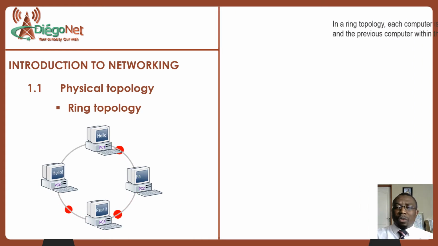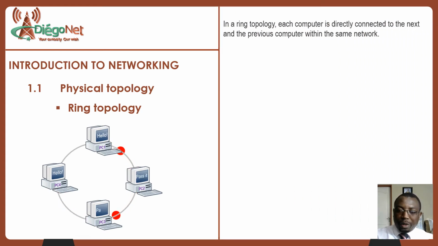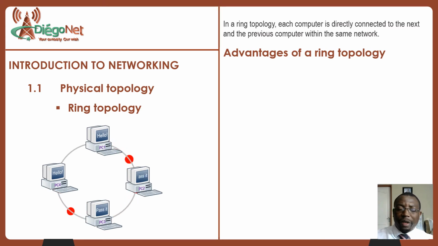So again, when we talk about the ring topology, we see a topology where each computer is directly connected to the next and the previous computer within the same network, and at the end we get a form of a ring. So that is what you have physically, and I have explained the logical part of it already. Now, what are the advantages and the disadvantages of a ring topology?